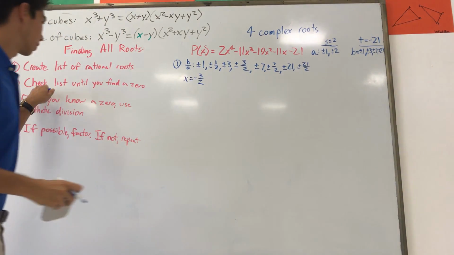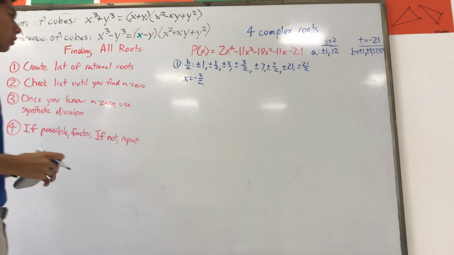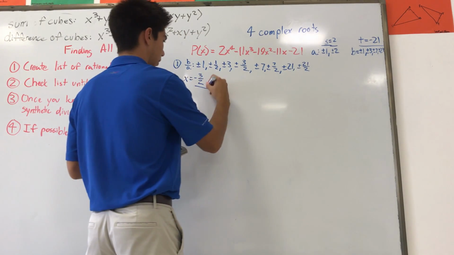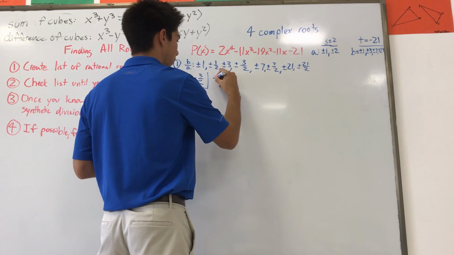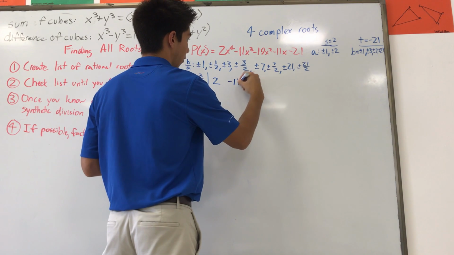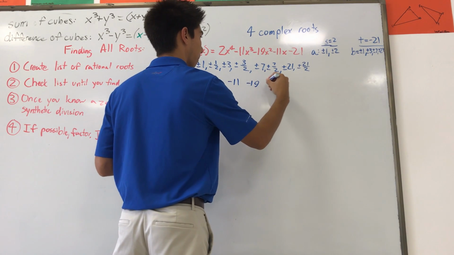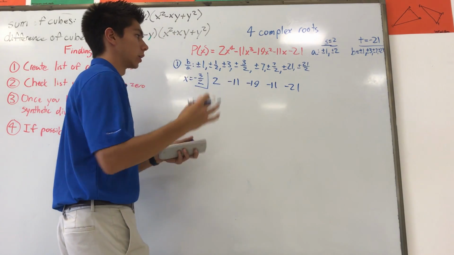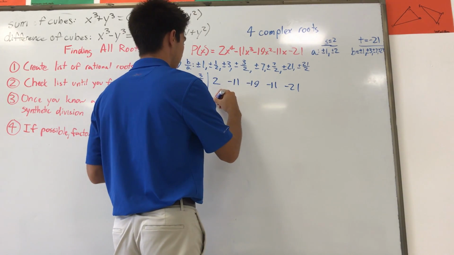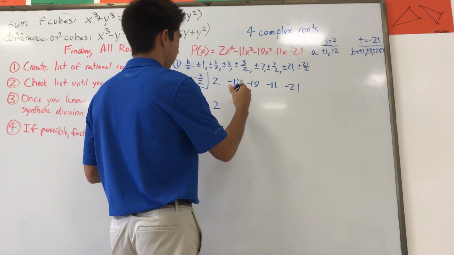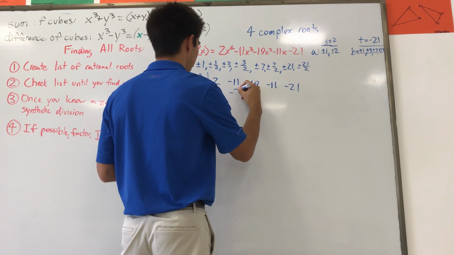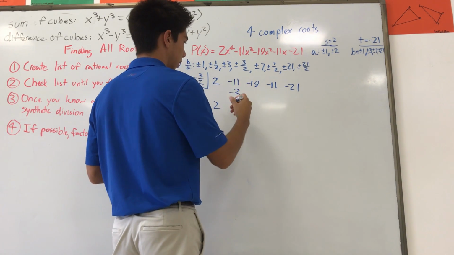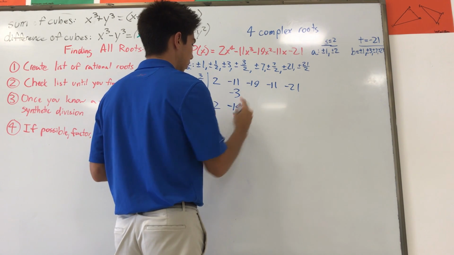I've checked my list, so I've done number 2. Now I need to do synthetic division. My polynomial is in this form, so I'm going to do synthetic division to get a better number here. I'm going to drop down my 2, times it by negative 3/2, that would be negative 3. I add these two things together, that gives me negative 14.